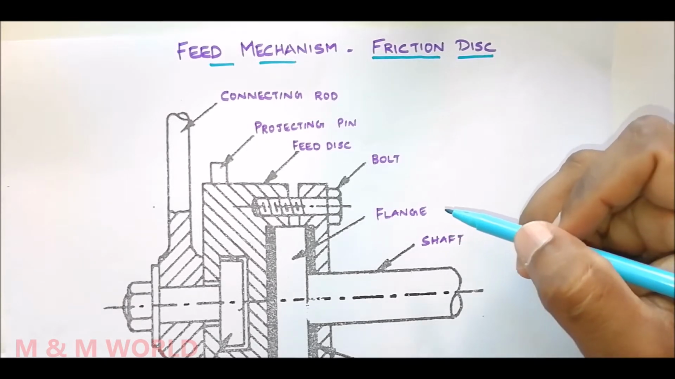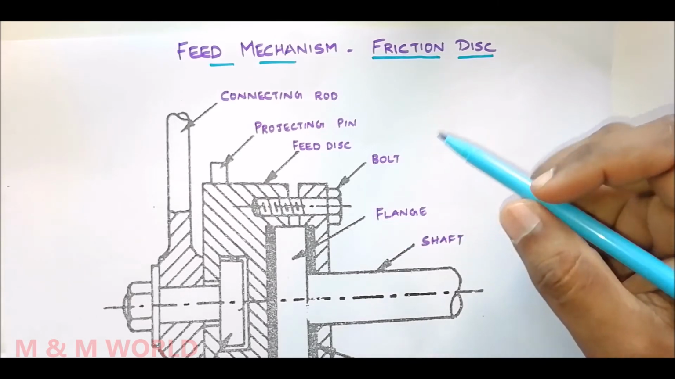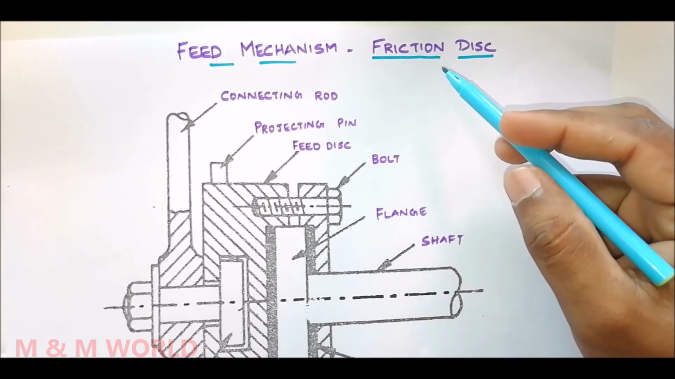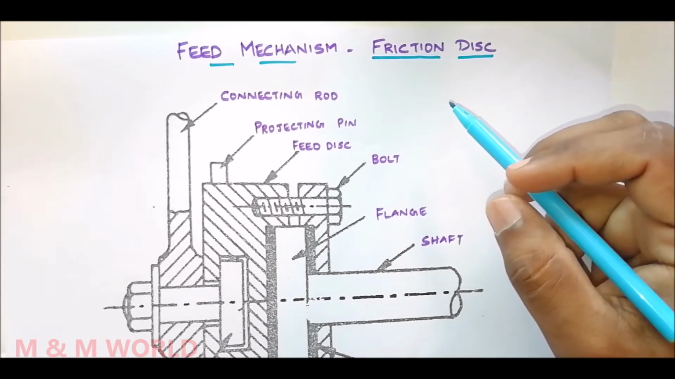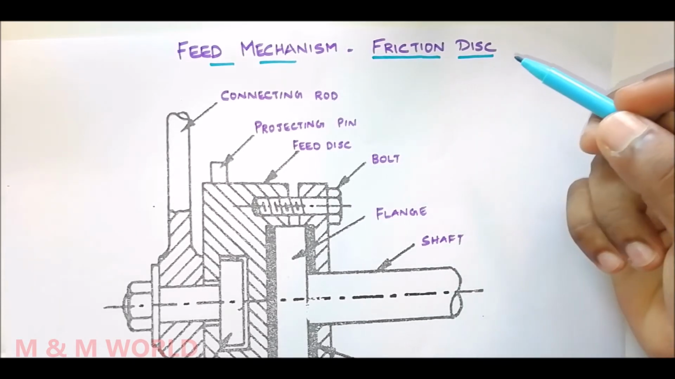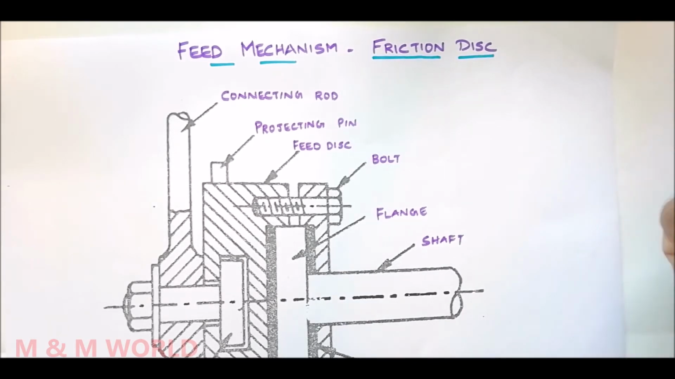The power feeds may be applied by two methods. The first one is friction disc, and the second one is electrical drive. In this video, we will study the feed mechanism by friction disc.